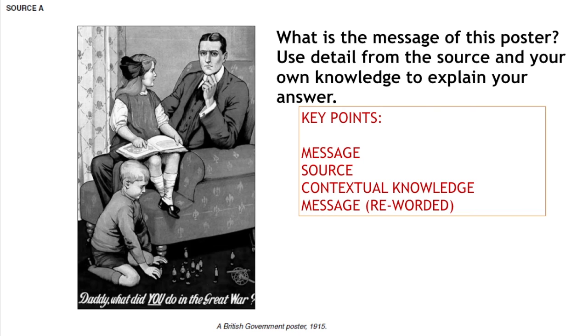So, key points we need to look out for. Message. What's the message of this source? That's what we're going to be looking for, and we're going to be writing that down first in our answer. Where's the evidence in the source to back that up? So, describe the source, prove that that is the message by describing the source. What contextual knowledge do we know? Which also proves that that is the message. And lastly, we need to reword the message just to make sure we've got the message down, because you can't go beyond a few marks unless you have the message. So you need to make sure you reword that message too.